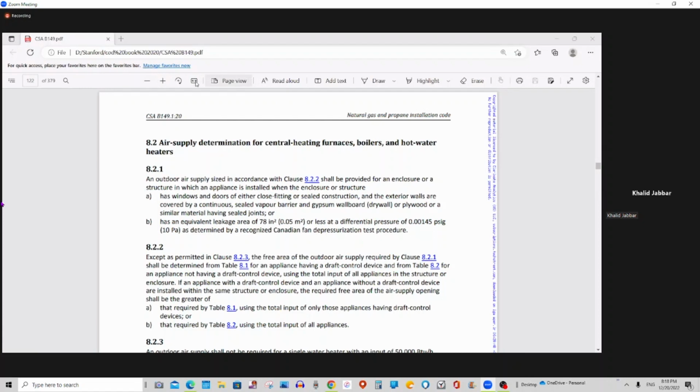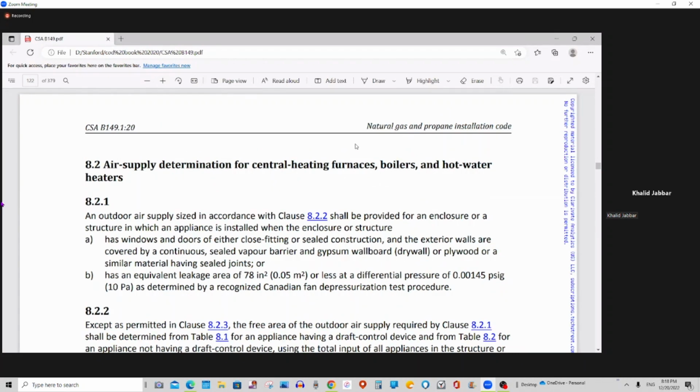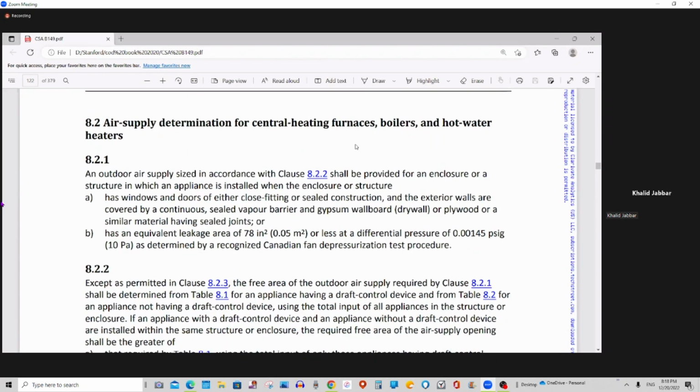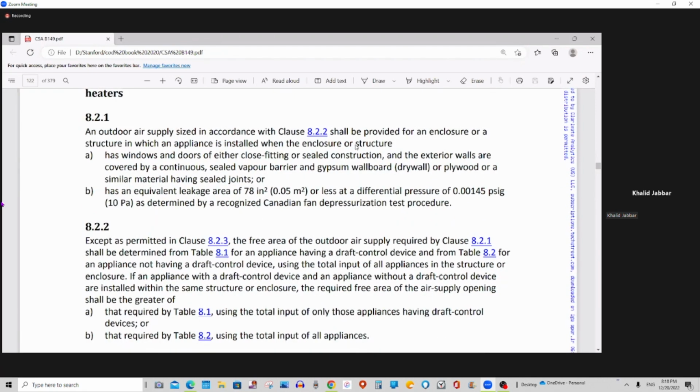B has an equivalent leakage area of 78 square inches, 0.05 square meter or less at a differential pressure of 0.00145 psig, 10 Pascal, as determined by the recognized Canadian fan depressurization test procedure.